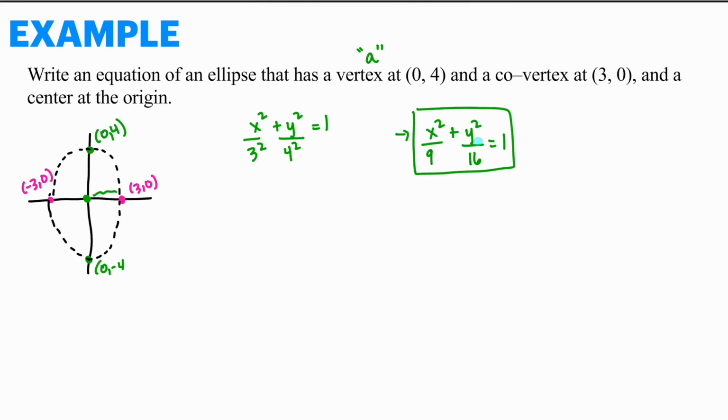Remember, the bigger value is going to go by A, and it's underneath the y because the bigger value is along the y-axis, or the vertical axis in this case.